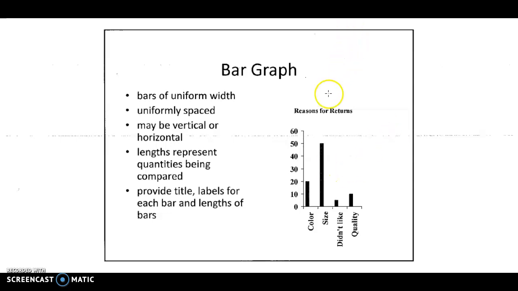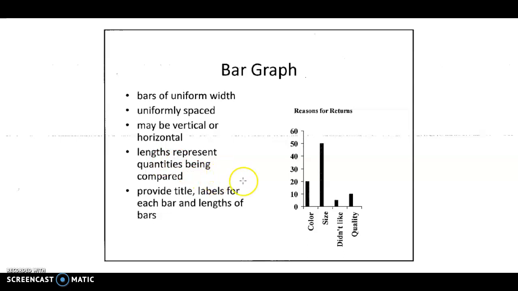So first type of thing is a bar graph. Notice bars are uniform width. We don't have one bar that's really fat and wide and the other bar skinny. They're uniformly spaced. There is space in between them. You're going to see histograms later. There is no space in between them. That's for something else. Maybe vertical or horizontal. Typically we're going to stay with vertical bar graphs, but you could draw it horizontally.